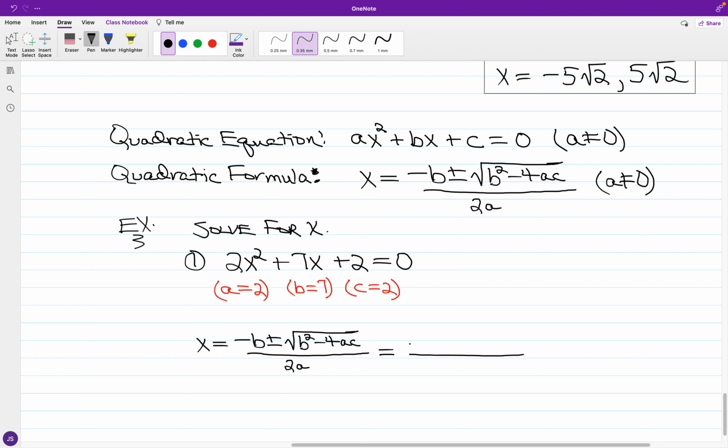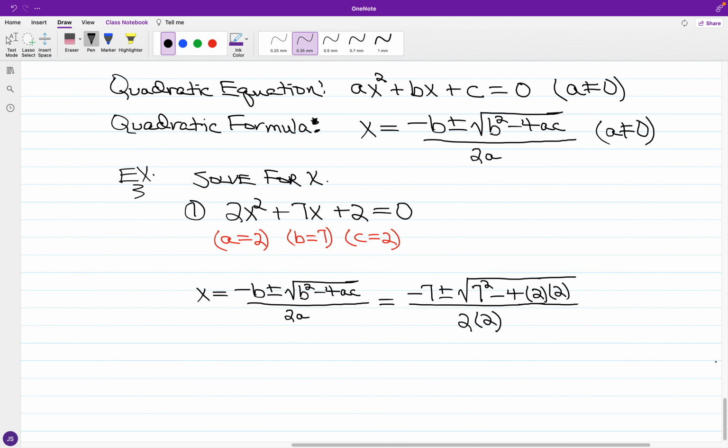So for negative b, we have the negative of 7. And we have plus or minus the square root. Now b squared, we have the square of 7. We have minus 4ac. So we have minus 4 times 2 times 2. And all over 2a, again with a at 2. So we have all over 2 times 2.